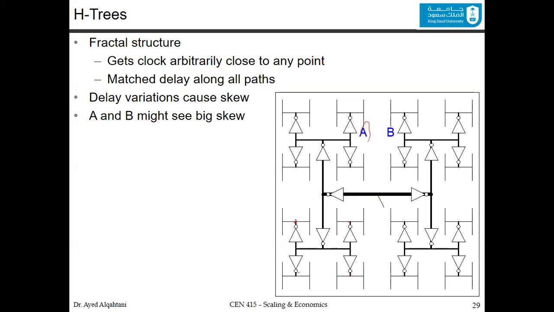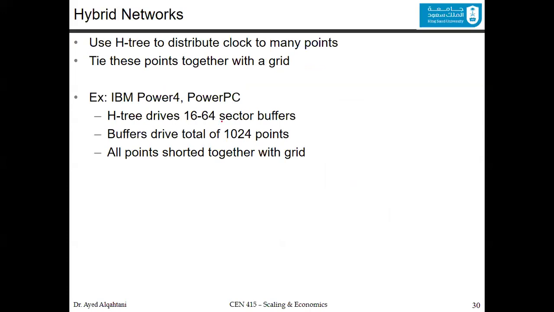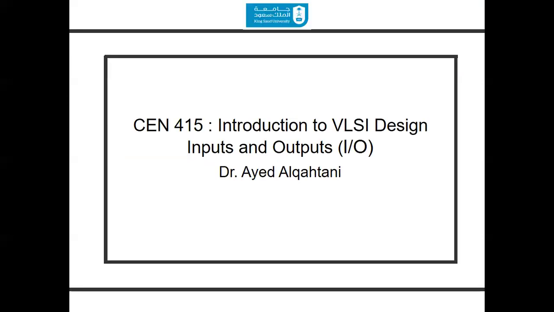So another idea is using hybrid networks. You use the H tree to distribute the clock to many points, and then you tie these points together with the grid. As an example, in IBM Power 4 or Power PC, the H tree drives 16 to 64 sector buffers, and the buffers drive a total of 1024 points, and all points are shorted together with the grid. And at this point, we will move to the last part, which is the input and output.